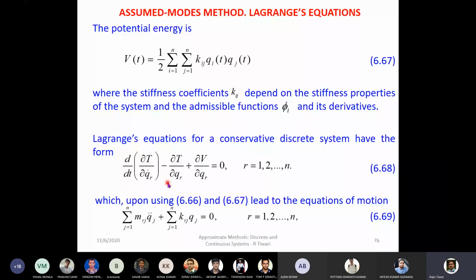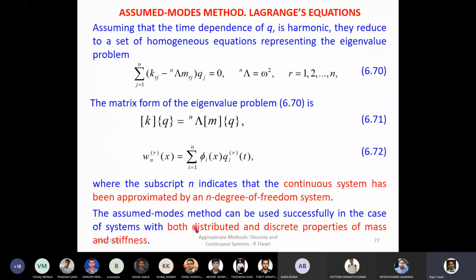These are the equations of motion in which mass coefficients and stiffness coefficients are appearing, and there are any number of such equations. When we want to convert them for free vibration, the eigenvalue problem formulation becomes like this, where this inverted V is nothing but the frequency square.